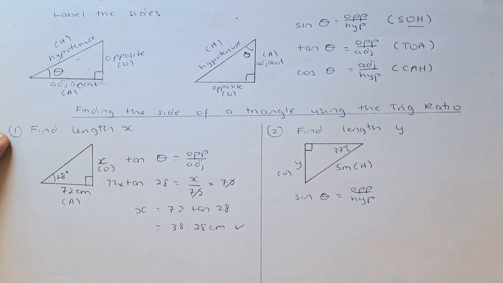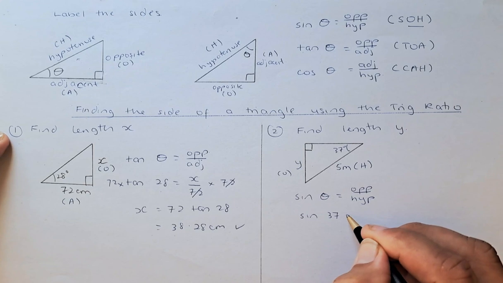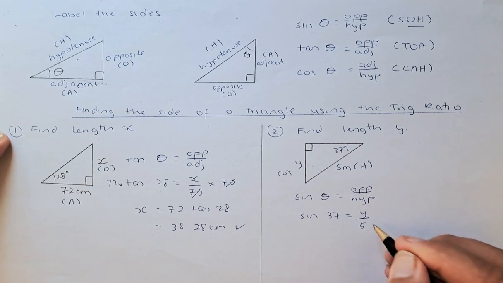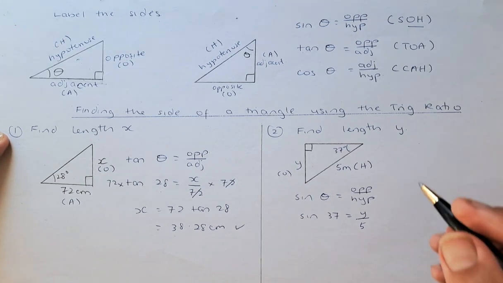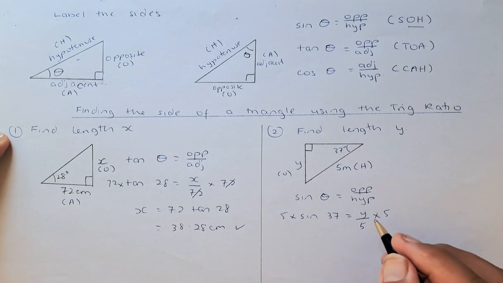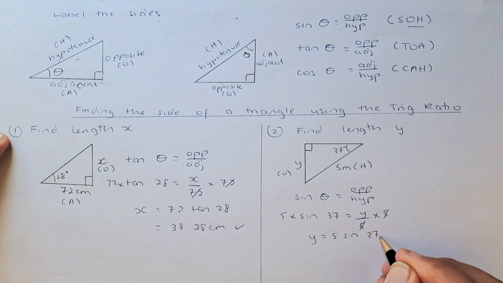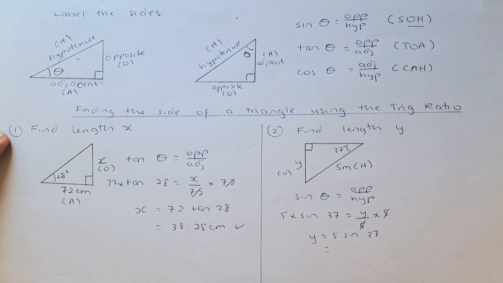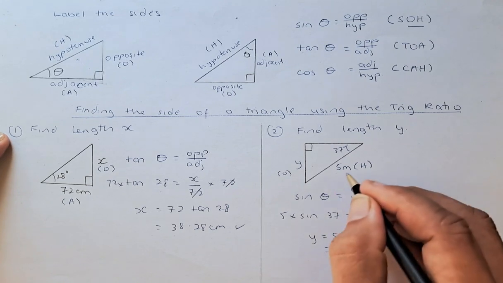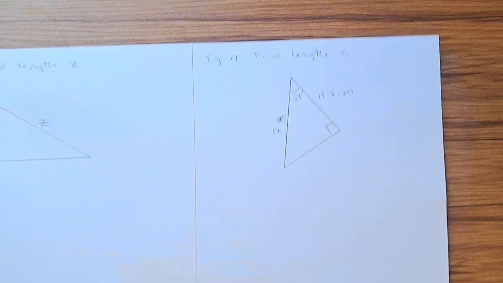Now you substitute the values. The angle is 37, so sine 37 equals opposite, which is y, over the hypotenuse, which is 5. To solve for y, you multiply by 5 on both sides. The 5 will cancel out, so y equals 5 sine 37. Put it in your calculator, and the answer is 3.009 meters, because this is in meters. Great. Let's do the merit question now.